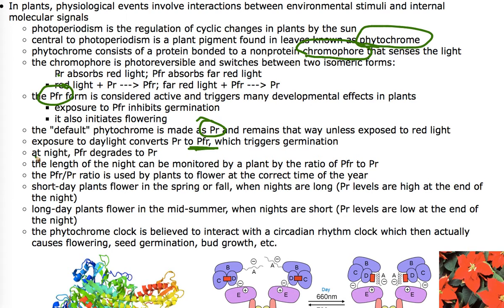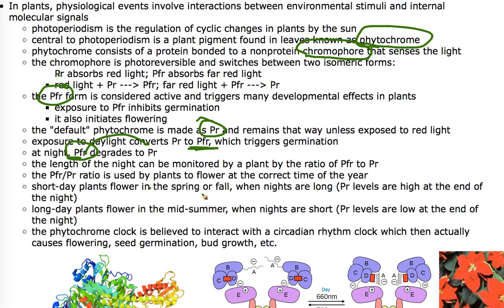But basically, the way a mature plant uses phytochrome is it uses it to measure the length of the night. At night, PFR slowly degrades back to PR. The length of the night can be monitored by a plant by the ratio of PFR to PR at dawn. The P far red to P red ratio is used by plants to flower at the correct time of the year. Short day plants flower when the nights are long.